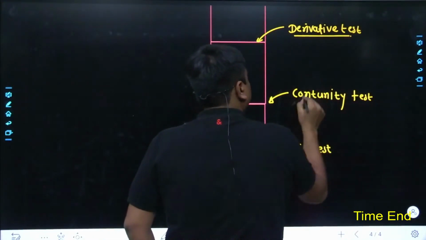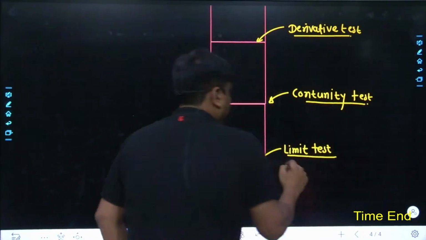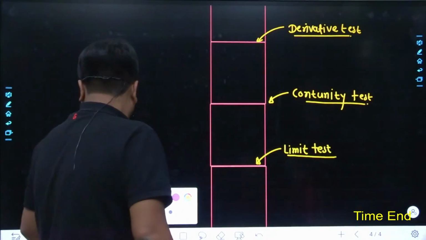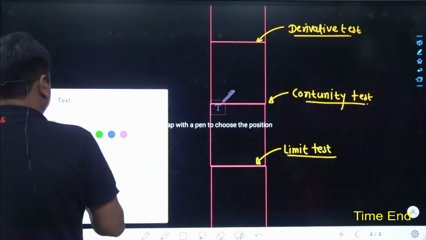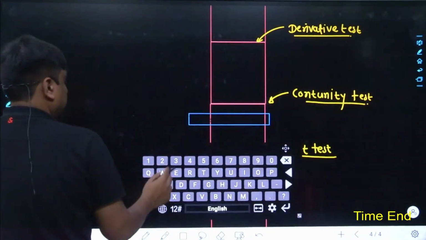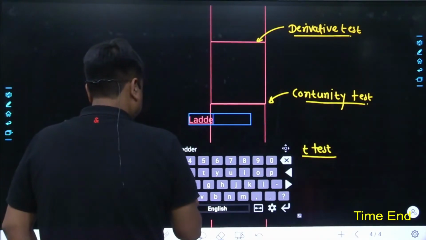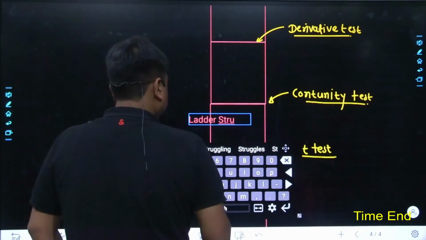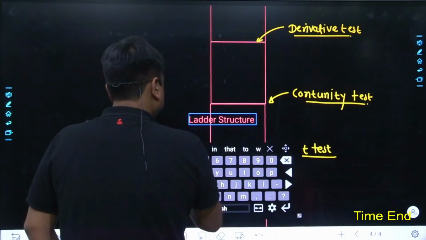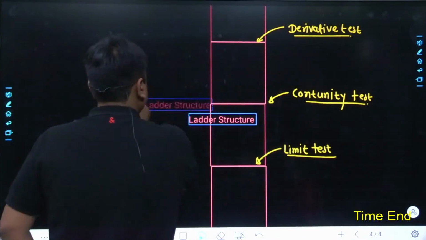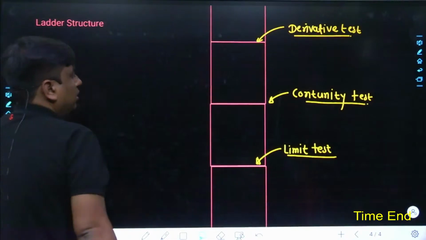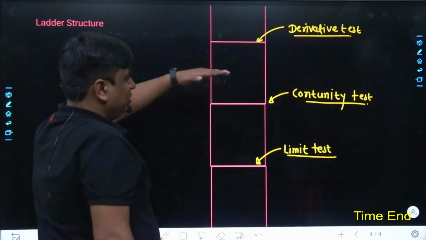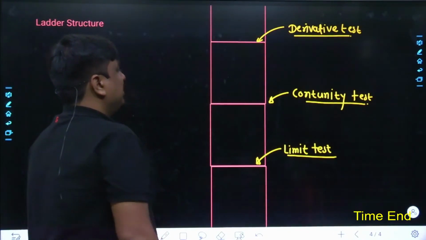What conclusion can we withdraw from this ladder structure? All the way, if you have to reach the third step, you have to pass the limit test, you have to pass the continuity test, and then only you reach the derivative test.